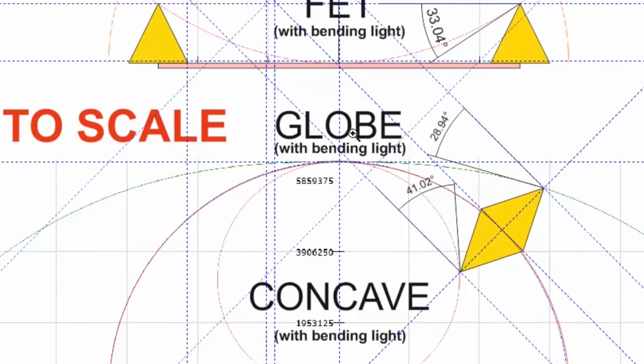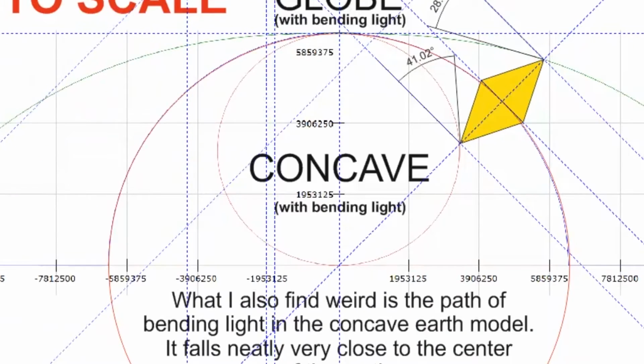This is the globe model with bending light. According to Bowditch, this is the curvature of light. The Earth is this line, this red line is the Earth's outer surface. And this is the concave, the same Earth basically, but we're looking at it from the inside.